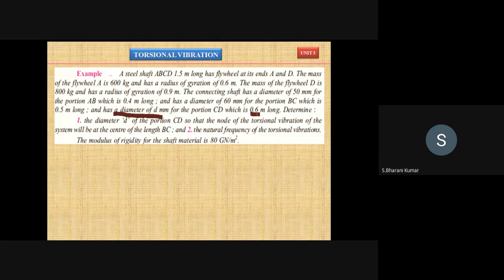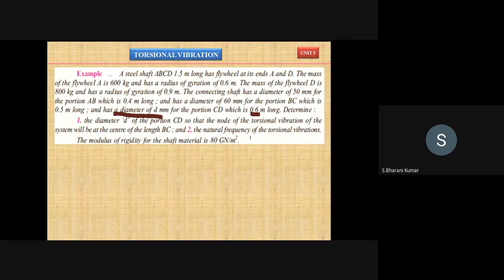Determine, number one, the diameter D of the portion CD so that the node of the torsional vibration of the system will be at the center of the length BC. One more data will be given here. Look at the first line: the diameter D of the portion should be found out so that the node of the torsional vibration of the system will be at the center of the length BC. They have said that the node position comes in the middle of length BC.